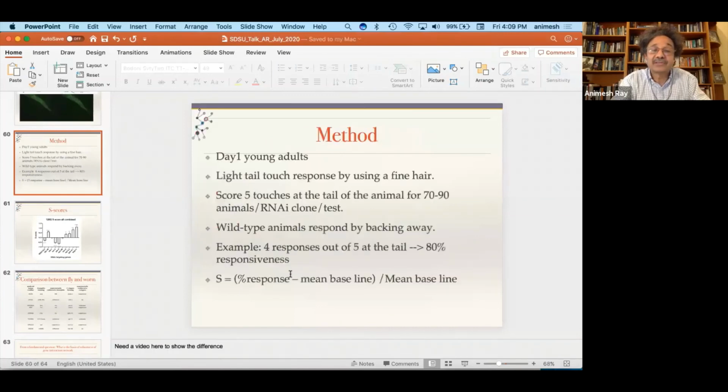This S is the percentage response minus the baseline divided by the mean baseline. This baseline is determined by the wild type with the mutant protein.